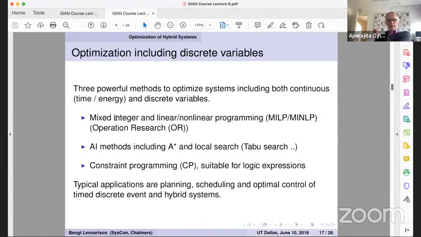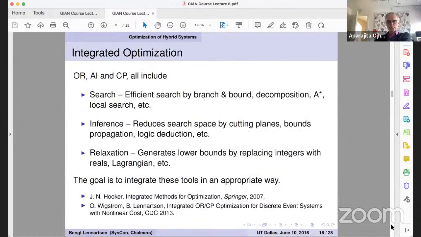But then there are ideas within the OR but also within AI, like A*, local search, taboo search, etc. Constraint programming, which is especially suitable for logic expressions. And typical applications in this area are planning, scheduling, and optimal control of timed, discrete event, and hybrid systems. So exactly what we're talking about here.